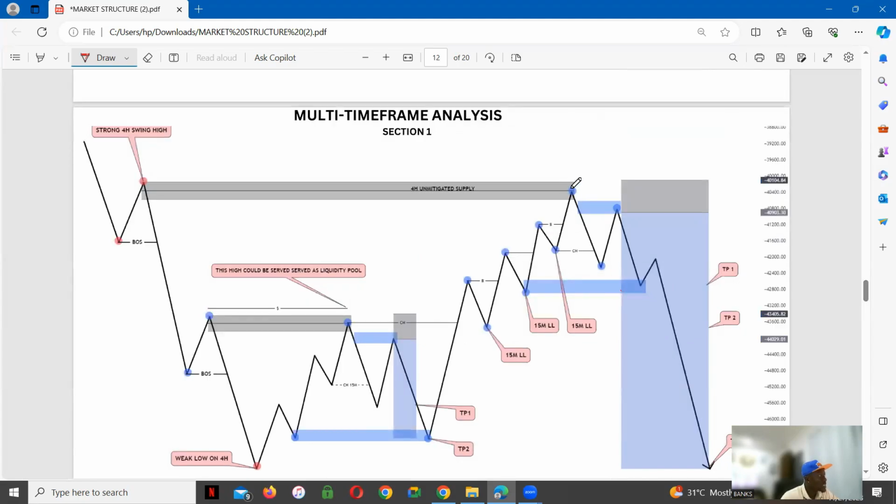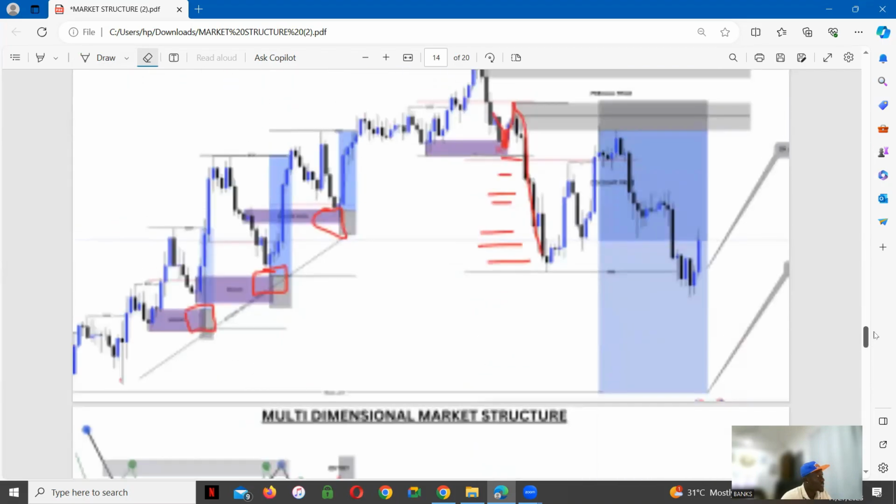The moment price mitigates a higher time frame level, this demand here becomes invalid. It becomes invalid because price would come here, react to the zone, and eventually break below. Or price will just come straight, break below, giving us a change of character. Then we wait for it to come back to enter the trade to the downside. That is basically the same thing we are seeing on the live chart.